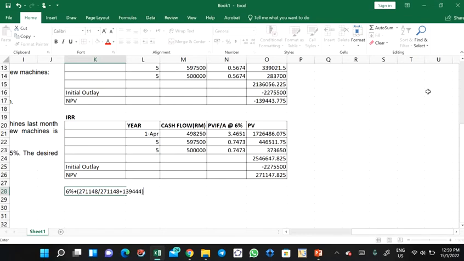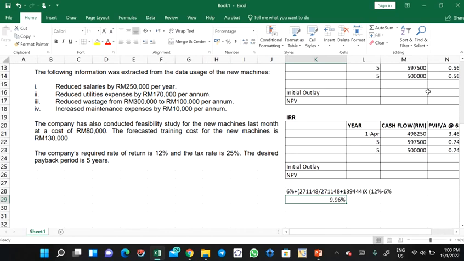And then multiply by 12%, the negative one, minus 6%. This is the formula. So you will get 9.96%. This is your IRR. Since your IRR is lower than the cost of capital, which is 12% in this question, we advise the company to reject this project.